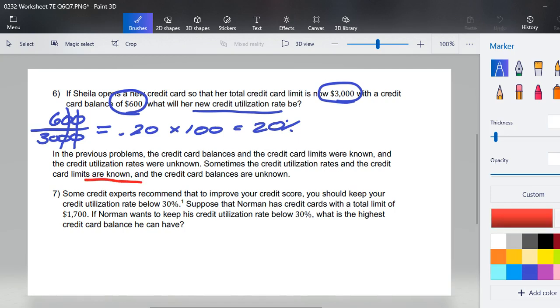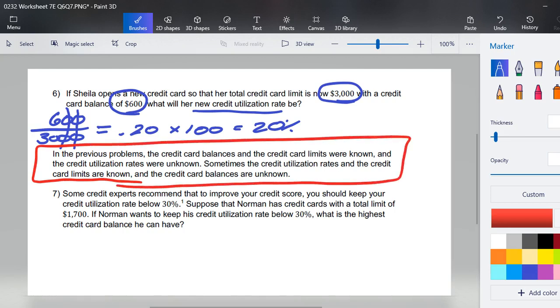In the previous problems, the credit card balances and the credit card limits were both known, and the credit utilization rates were unknown. However, sometimes the credit utilization rates and the credit card limits are known, and the credit card balances are unknown. That leads us to questions 7 and 8.